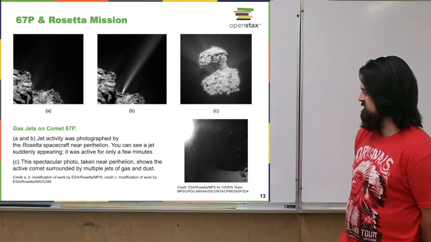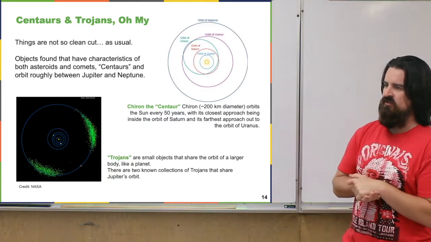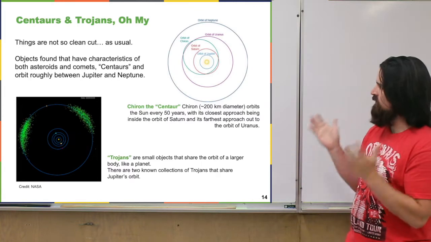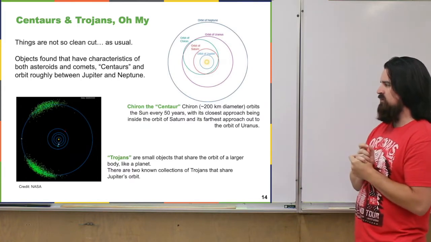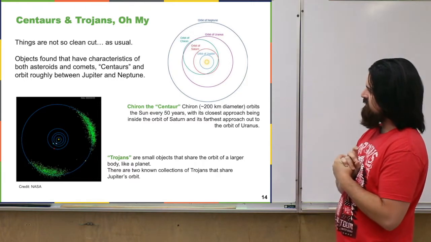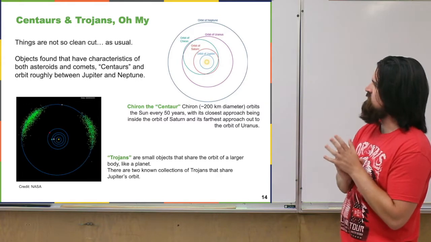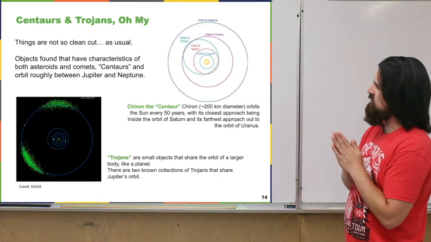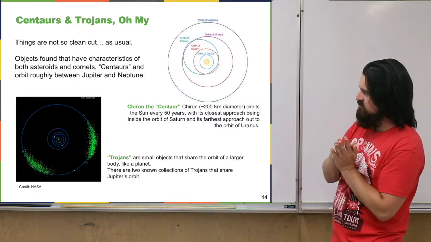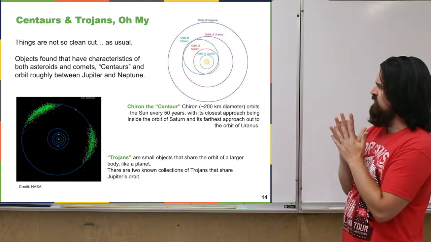It's very strange. I mentioned that there are other things besides all the stuff we talked about so far, planets and moons, asteroids, comets. The more we look, the more we find other things that don't quite fit into the categories maybe that we have already. So things aren't so clean cut, as I've pointed out on multiple occasions. For one, there are objects that seem to share some characteristics of asteroids and comets, and they also, I guess, generally have orbits somewhere in between Jupiter and Neptune.